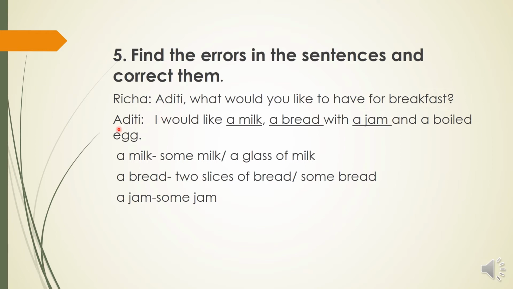The second sentence. Aditi, I would like a milk, a bread with a jam and a boiled egg. So what are the mistakes in the sentence? Milk. Yes, milk is uncountable. So some milk or a glass of milk. Similarly, bread is also uncountable. So two slices of bread or some bread. A jam, some jam. Yes, so these are the errors. Likewise, do the third sentence of the fifth question.